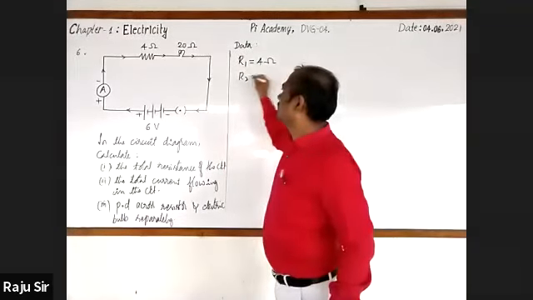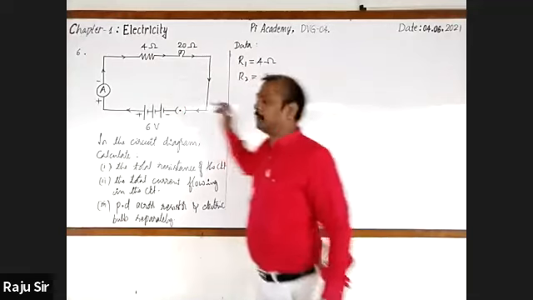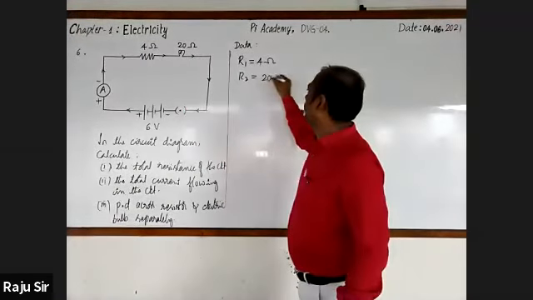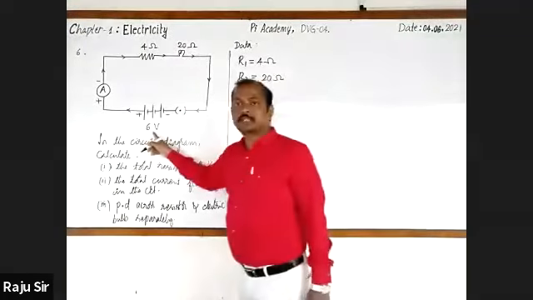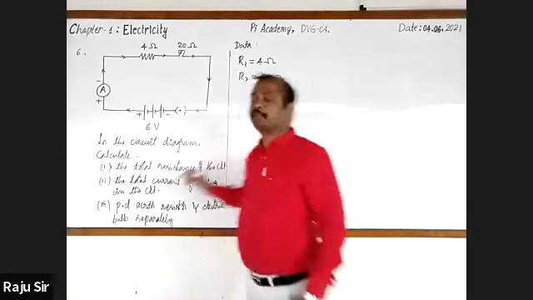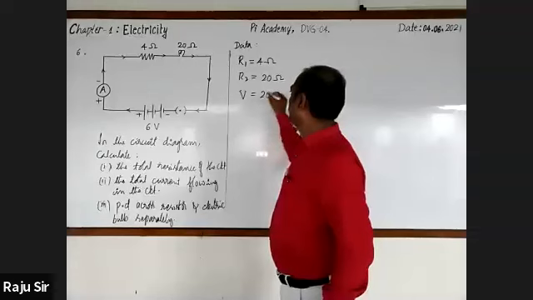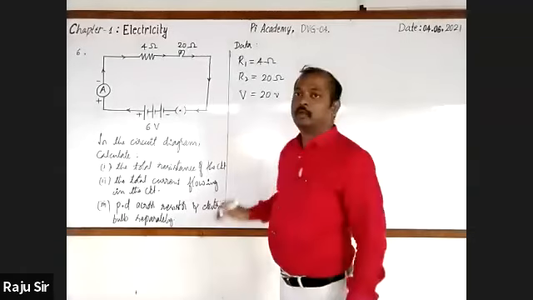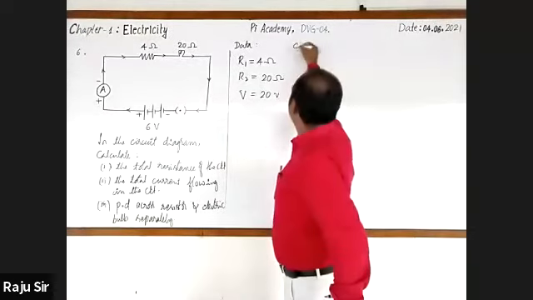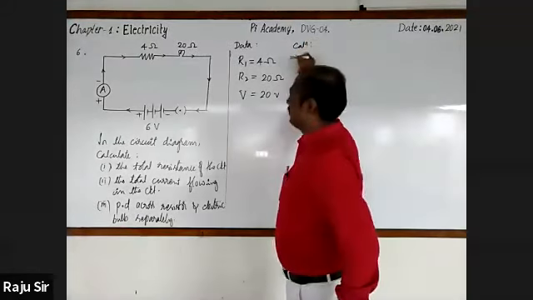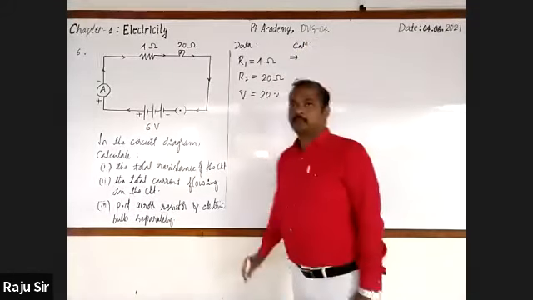R2 is the resistance offered by an electric bulb. It is 20 ohm. 6 volt is the voltage of the battery. Let me take this as V. With this information, let's go for finding these one by one.